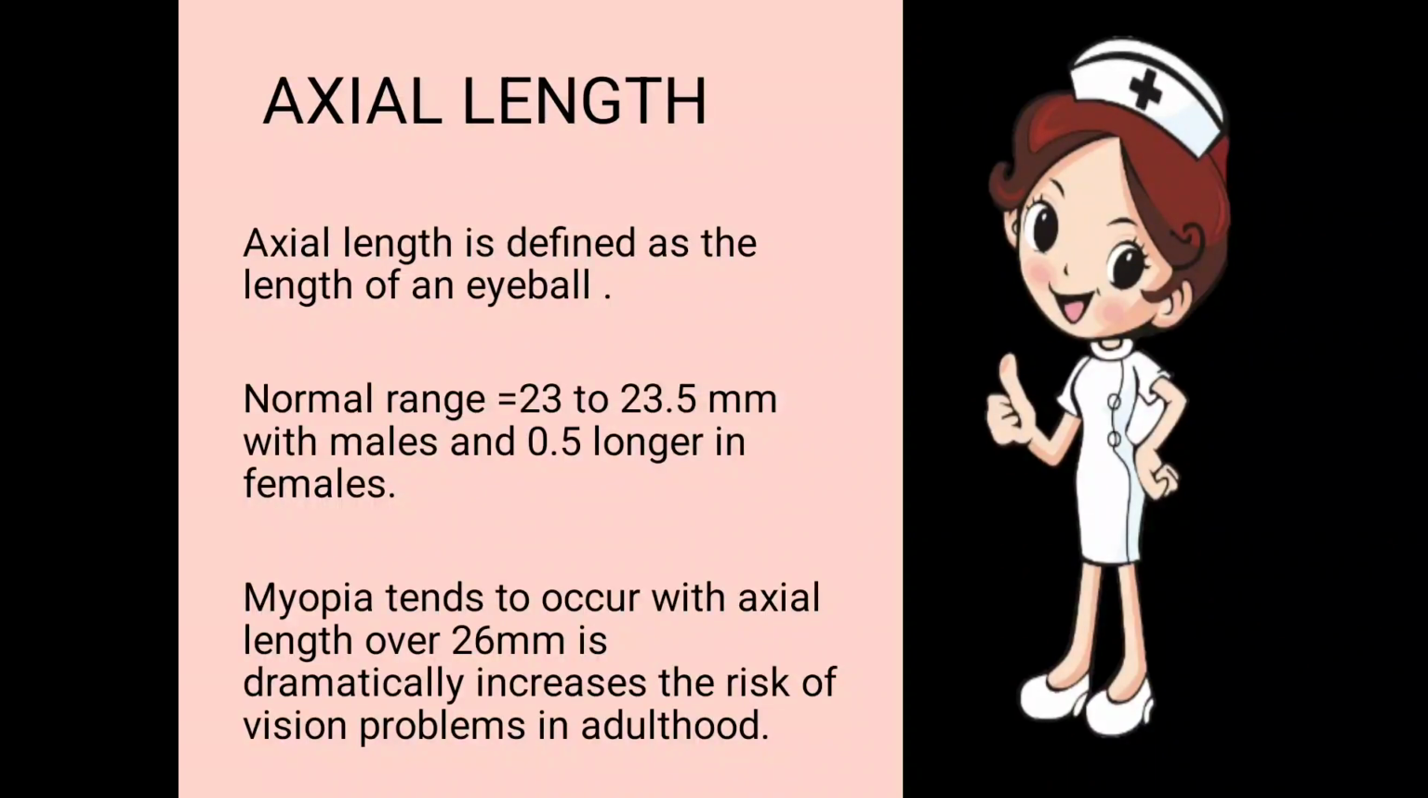When the axial length increases, the IOL power decreases. Normal IOL power ranges from plus 19 to plus 22. As the minus number increases, the IOL power decreases, so it will move to plus 12, plus 10. So this is the vice versa, or we can say the reciprocal of the axial length. When axial length increases, then IOL power decreases.